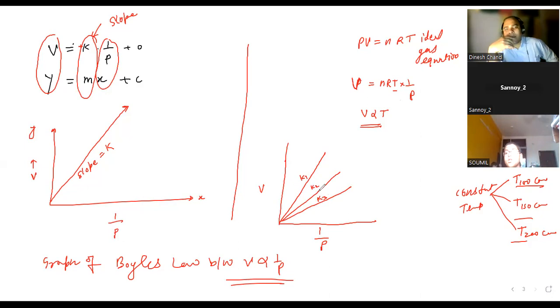Now we have to understand which one is going to be the high temperature. Which one is it? Of these graphs at three different temperatures, which is at the highest temperature? That we need to know.